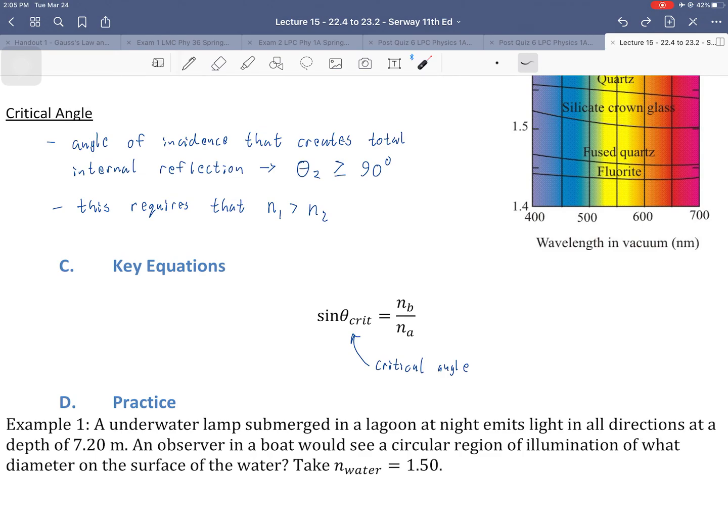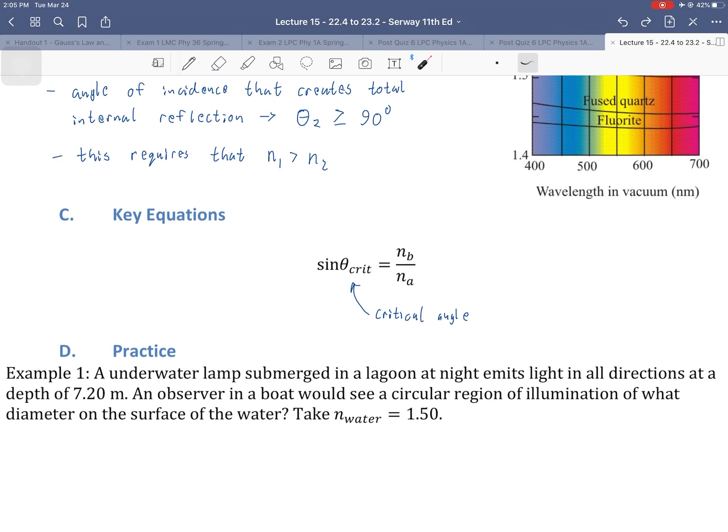So for example, total internal reflection is possible for light that is inside of glass and is traveling into air. That's one way to create fiber optics, for example, is to have light inside of glass surrounded by air. And in that case, the light can stay trapped inside the glass with none of it being transmitted out into the air.